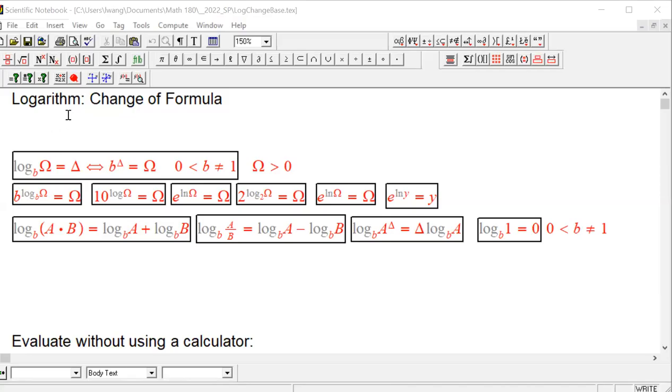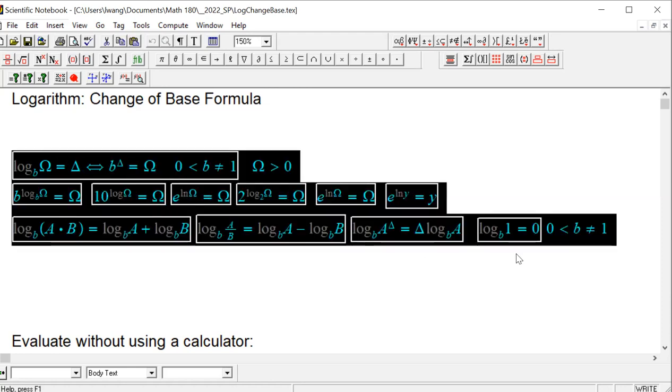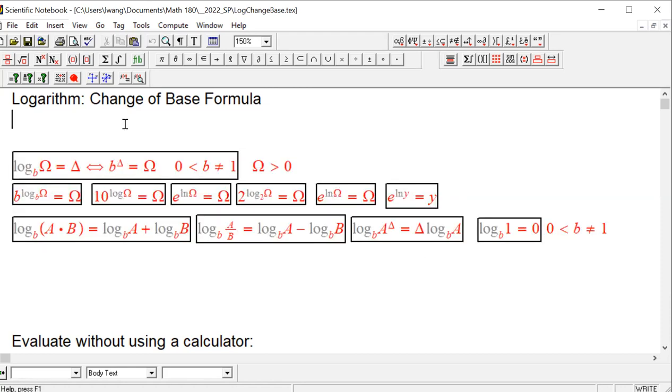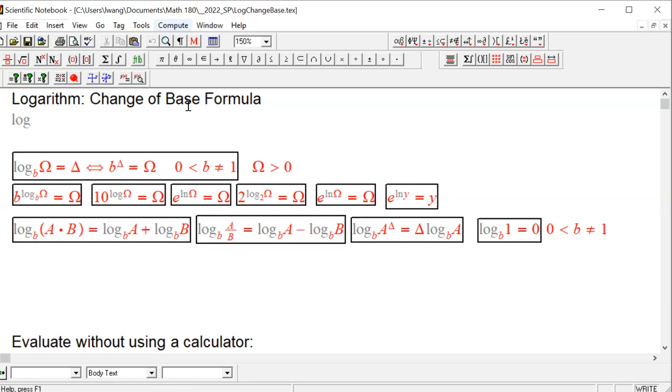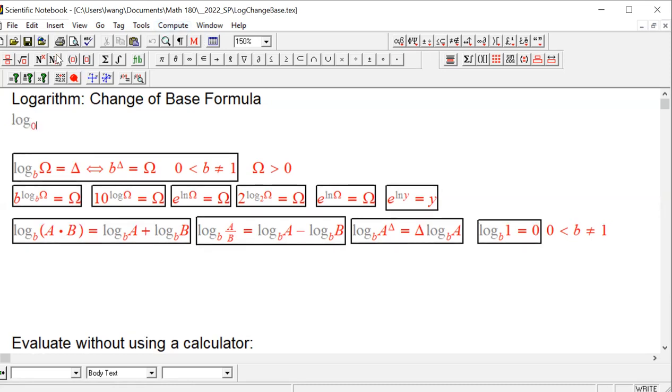Hello, in this lesson, we're going to talk about the change of base formula for logarithms. We have learned all of these properties and practiced much, right? This is the change of base formula. Suppose we have an old base. Of course, all the bases have to satisfy that condition.